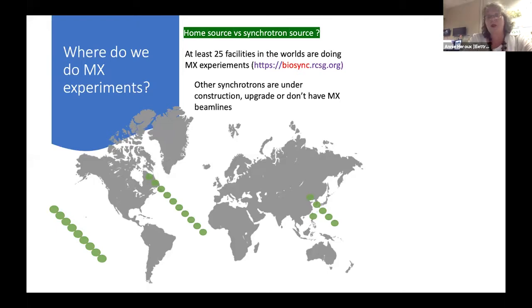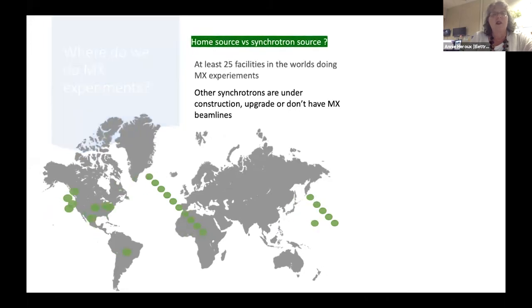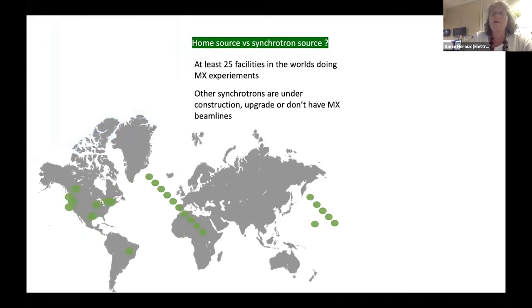Where do we do the experiment? For the MX world, most of the experiments are done at synchrotrons. I show here on the map where those synchrotrons are located. You have a fair amount of them in North America, South America, one in Canada. Then on the other side of the globe, a big concentration of them in Europe. You can see the yellow dot is Elettra, and the red dot is one beamline that's in construction at Solaris to do MX. So this is very standard.